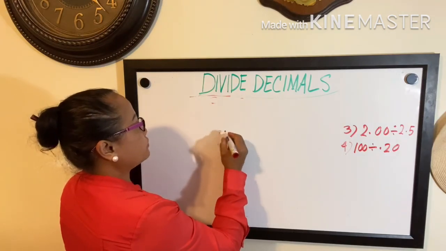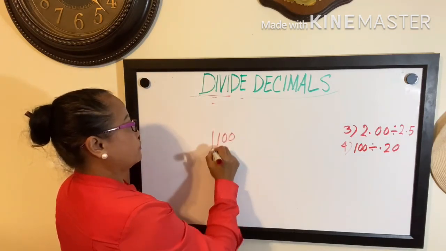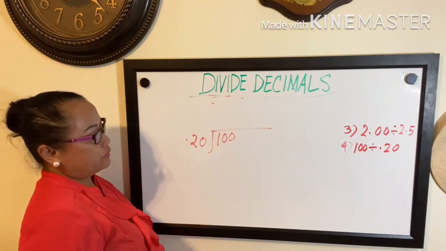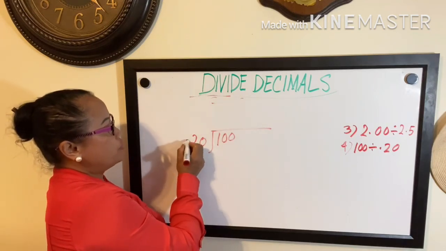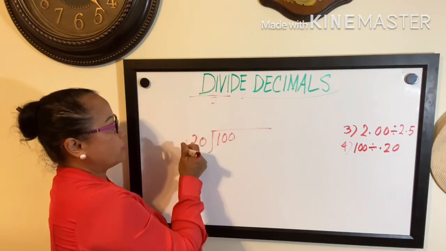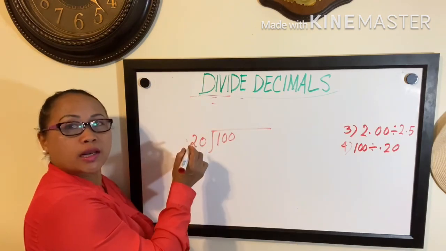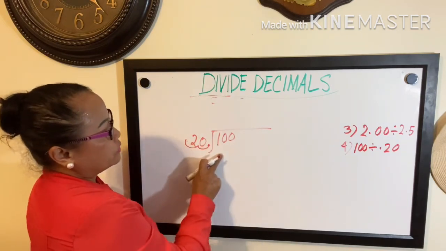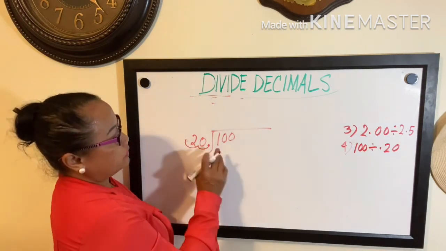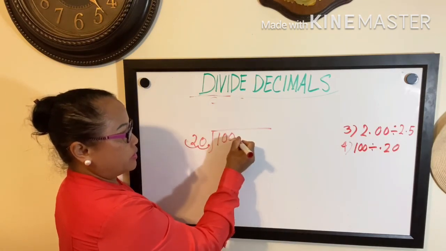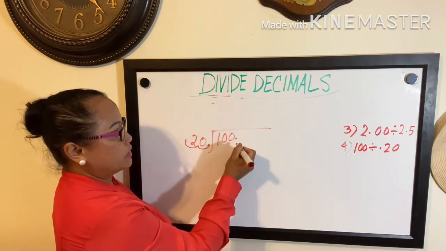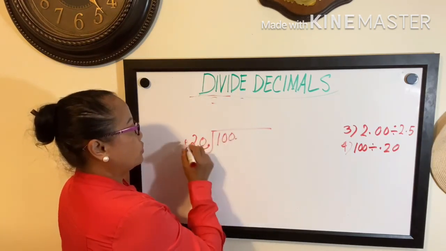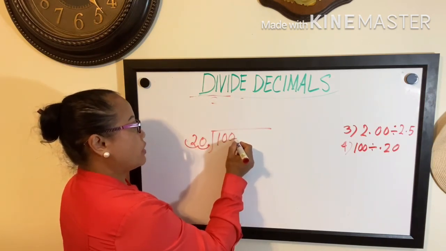100 divided by 0.20. Okay. So now we have to move the decimal point 2 places in order for the 0.20 to become a whole number. And here, you did not see the decimal. It's always at this right side. There is a decimal in here. Now we have to move 2 times, so 2 times also.